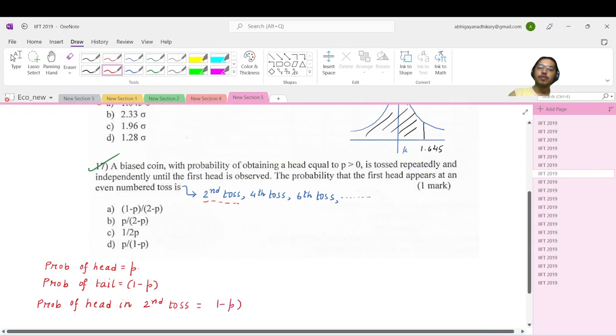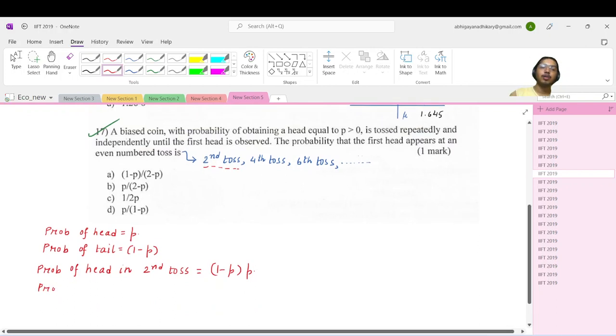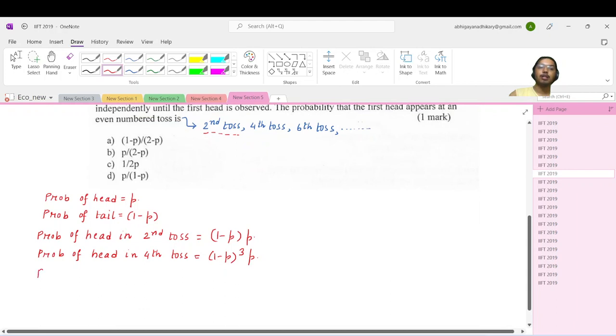is equal to, in the first toss a tail has occurred with probability 1 minus P, and in the second a head has occurred. The second part is the probability of head in the fourth toss. So in the first three tosses a tail has occurred with probability 1 minus P, and in the fourth toss a head. And likewise, if you look at one more case, the probability of head in the sixth toss, that will be in the first five tosses the tail has occurred with probability 1 minus P and a head in the sixth toss. Therefore, what is our required probability?